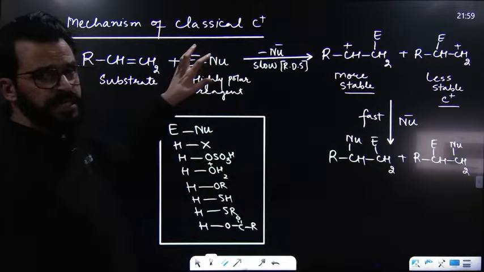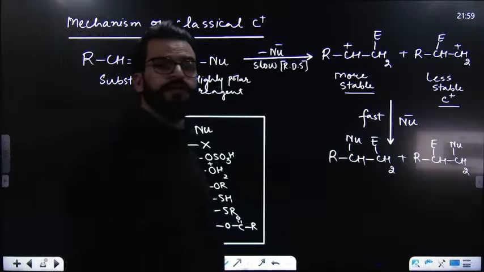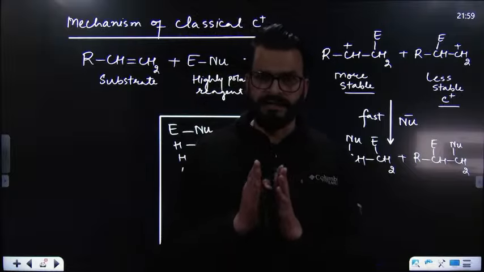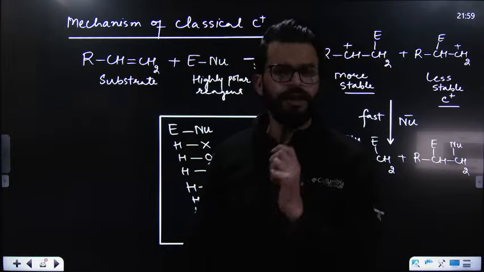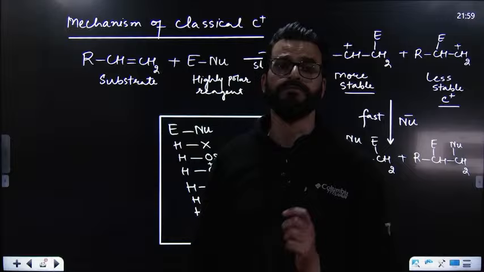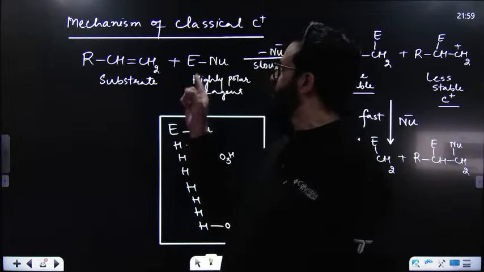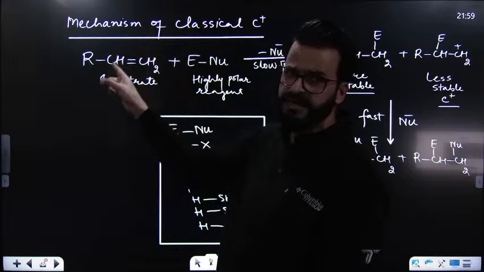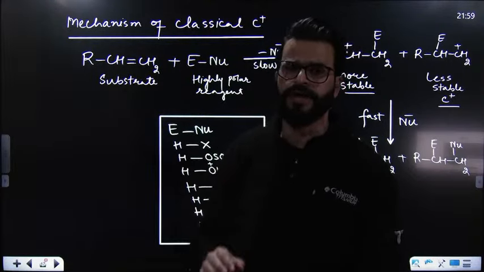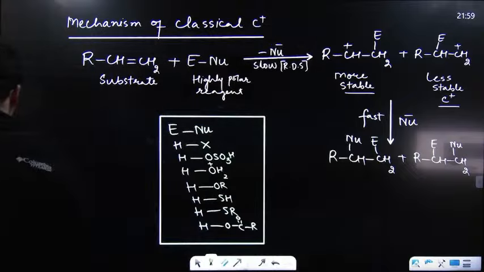That means if the reagent is unsymmetrical and the substrate is unsymmetrical, we have to add the unsymmetrical reagent to the unsymmetrical substrate according to a rule, and that rule is known as Markovnikov's rule. So Markovnikov's rule is applicable only if the reagent is unsymmetrical and the substrate is unsymmetrical. At that time, the unsymmetrical reagent is added to the unsymmetrical substrate according to a rule known as Markovnikov's rule. Now, let me write down this point because this is very, very important.